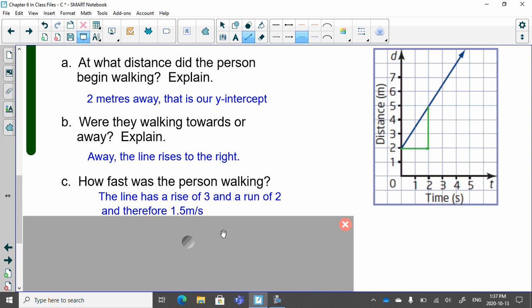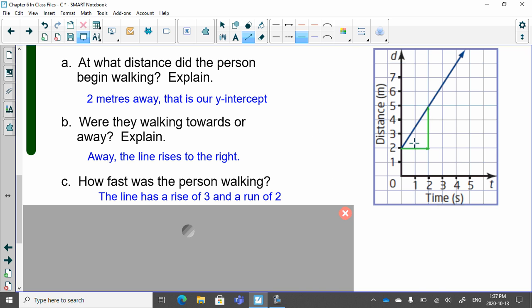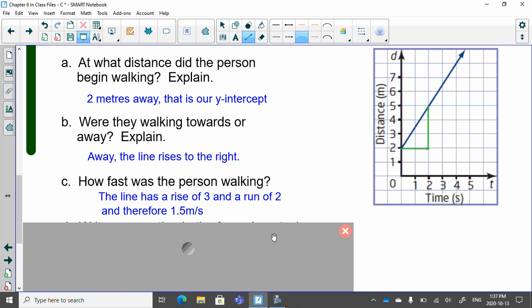And basically I said that this line has a rise of 3 and a run of 2, but they want to know how fast the person was walking. They don't want the slope, they want the rate of change. So I went 3 divided by 2, rise over run, and I got 1.5 meters per second.